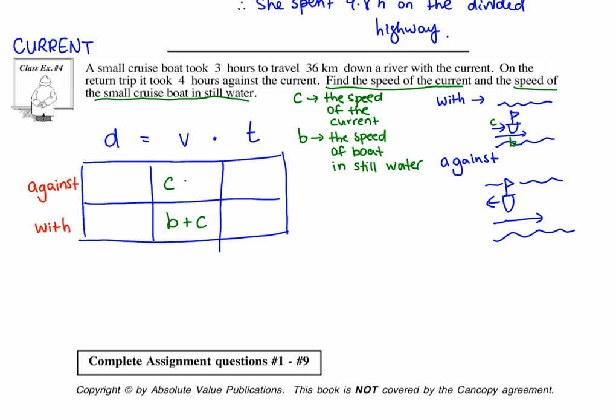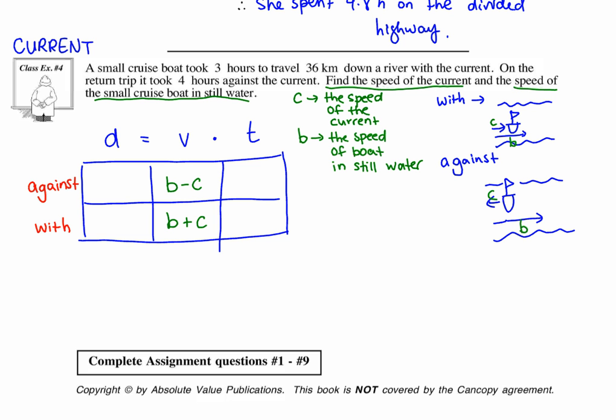Okay, so with the water, it's your speed in still water plus the current pushing you a certain amount of speed. So together, that's your speed with the current. Against would be what? B minus C. Your speed in still water, the force that you're putting into it, minus the current because you're going against it. So if your boat's going this way and the current's going that way, it's B minus C. Okay? So, let's fill in what we know now.